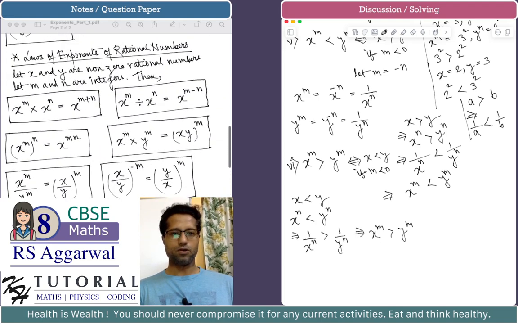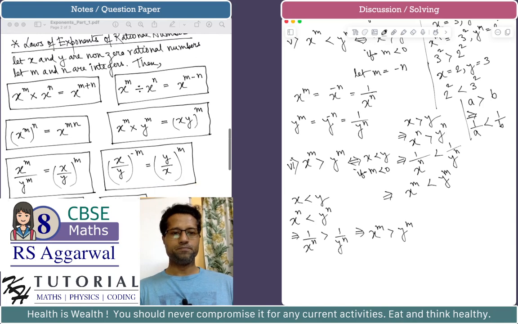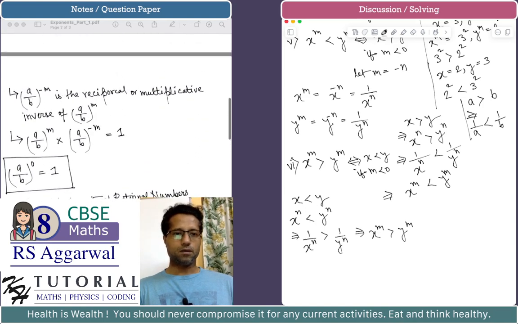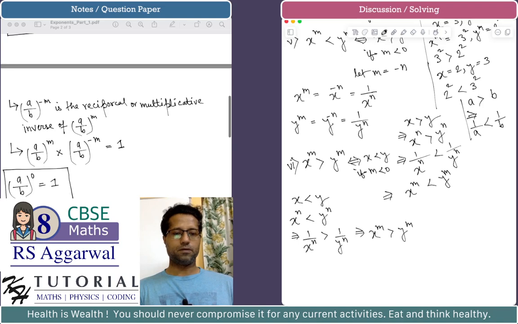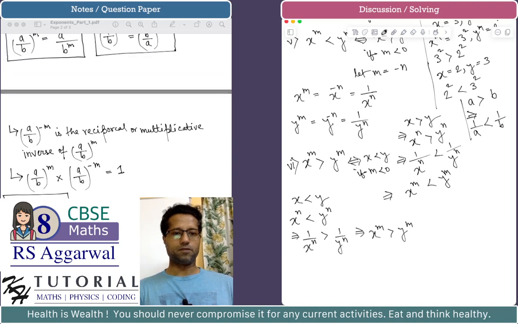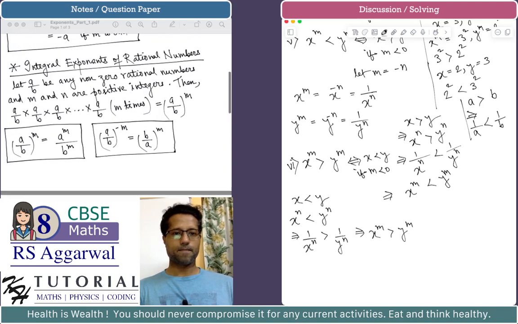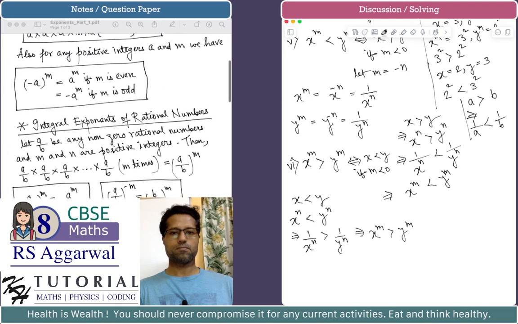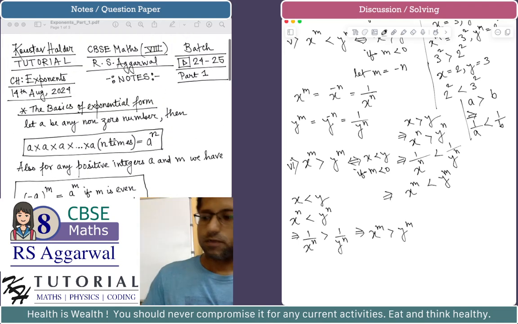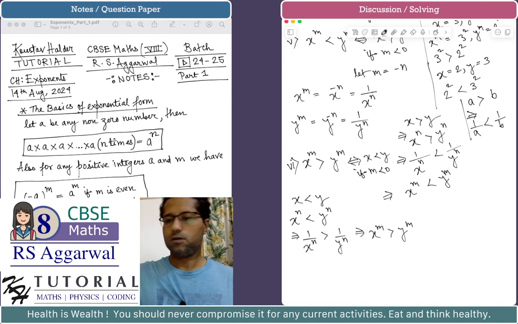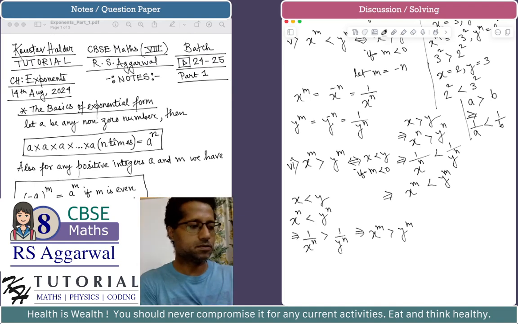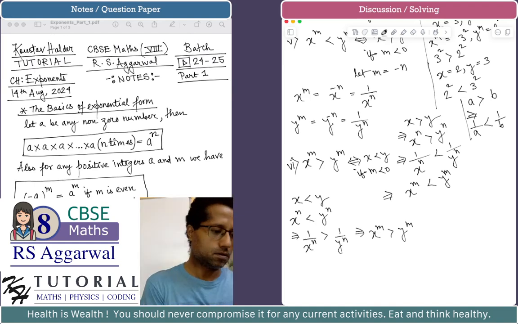And here we have the laws of exponents of rational numbers, and these are the basics of the exponents of a rational number. Now let me try to solve a few examples to illustrate the concepts.